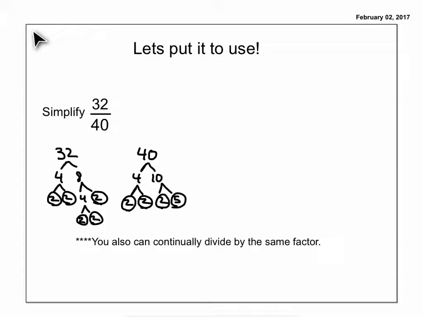Let's go through and highlight the ones they share. So we have a 2, and we have a 2. We have another 2, and another 2, and then another 2, and then finally that third 2 as well. So these two numbers, 32 and 40, share 3 2's. Let's only look at half of it. So let's split the screen here, and let's only look at one side.